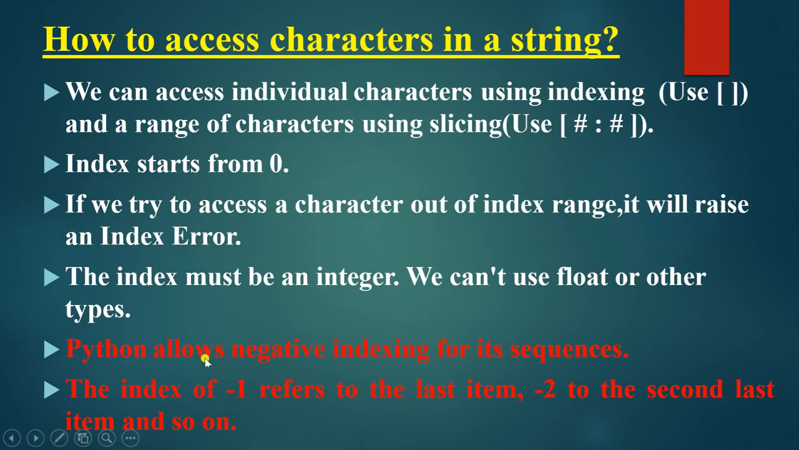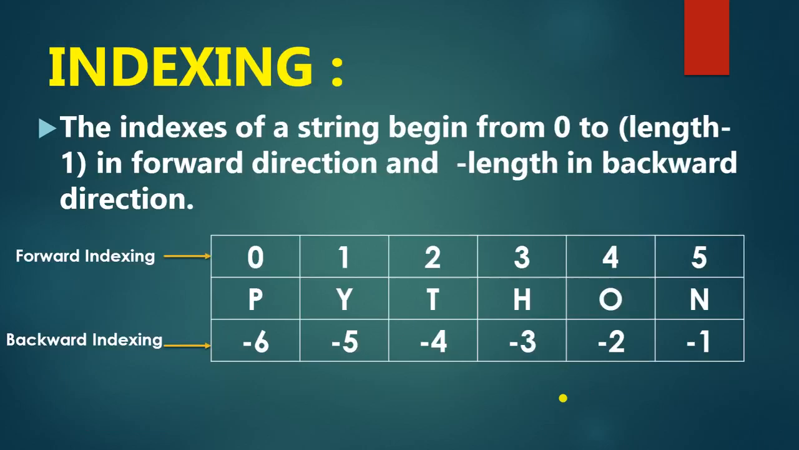Next, Python allows negative indexing for its sequences. So Python allows in a string positive indexing as well as negative indexing. The index of -1 refers to the last item, -2 to the second last item, and so on. So this way you can access characters in a string.